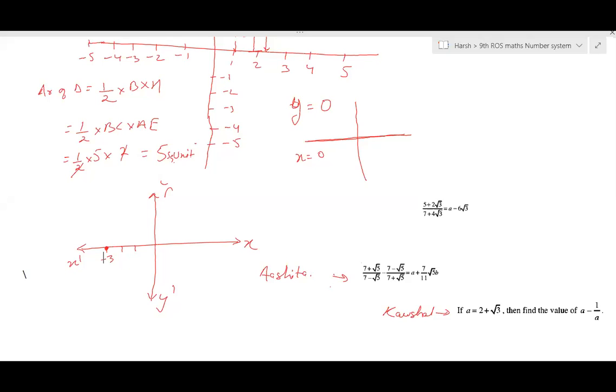So are you sending everyone's paper? Yes, Sanjana, I have checked everything. I'm sending it now. You will be excited to know your marks, isn't it, Sanjana?